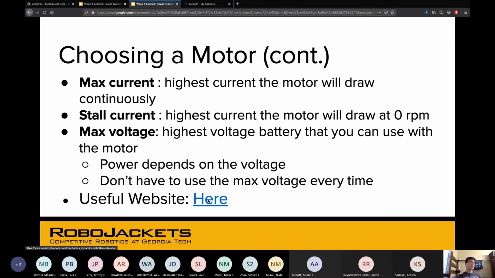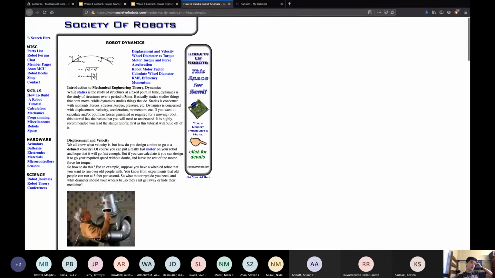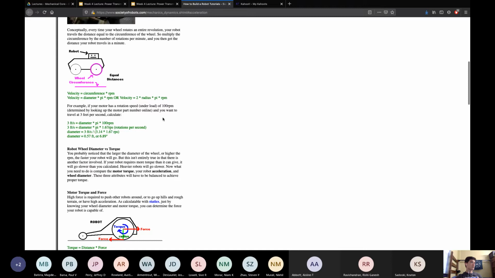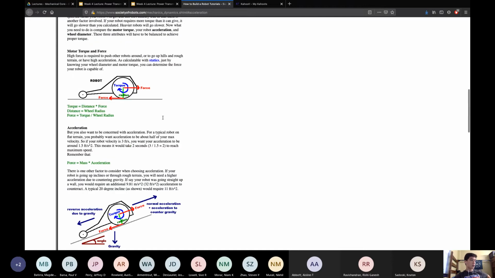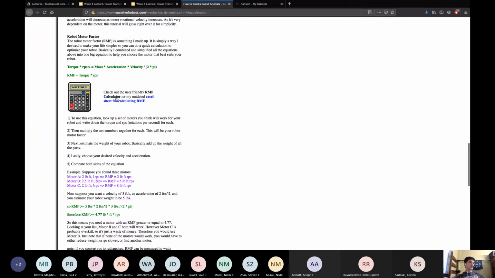For a useful website, if you guys know Young, he recommended this one. Basically, it's got a lot of basic information about motors, kind of a lot of review of what I just talked about. And it's got a neat calculator that you can use to help figure out the specs.